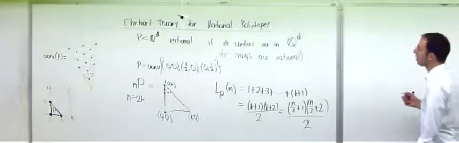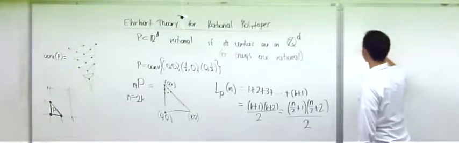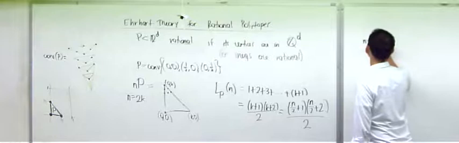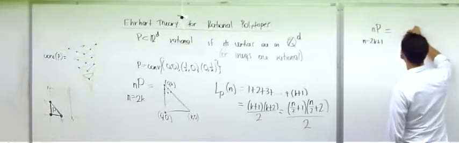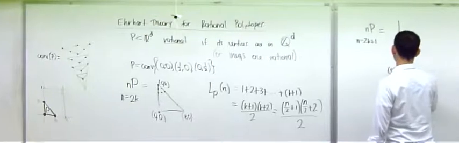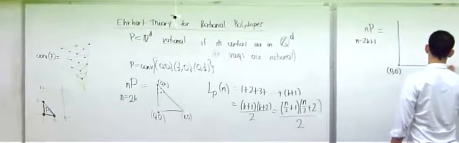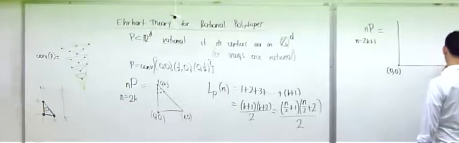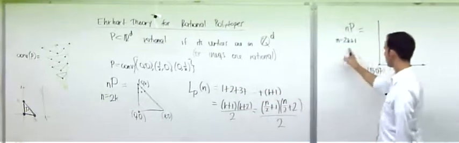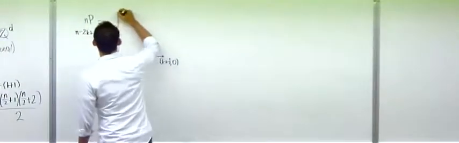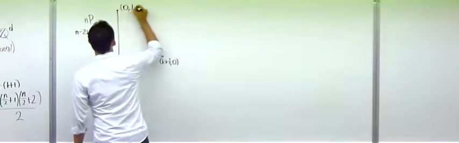Okay? Now let's do it for n equals 2k plus 1. Okay? So what does nP look like? Well, now, this is a half times 2k plus 1, right? So this means that this vertex has coordinates (k plus 1/2, 0), and this one has coordinates (0, k plus 1/2). Okay?